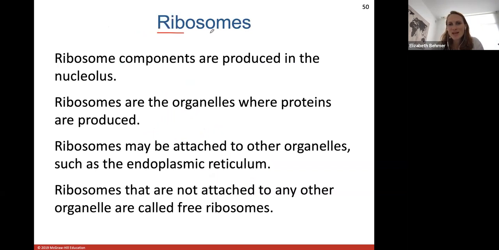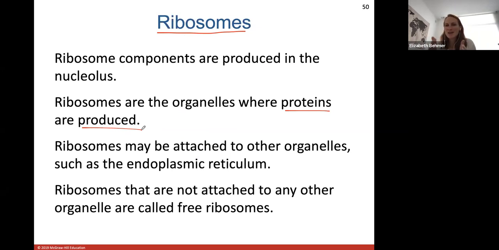Okay, so we jump right into ribosomes. I promised you I'd stop in one hour. Ribosome components are produced in the nucleolus, like we said, and then ribosomes specifically are the organelles where proteins are produced. So if you remember anything today, pick out keywords or phrases, big picture: ribosomes make proteins. That's all you need to remember about ribosomes.